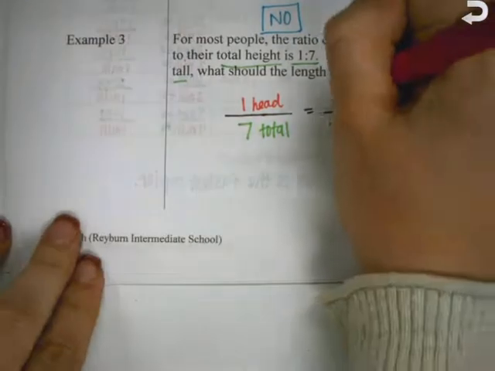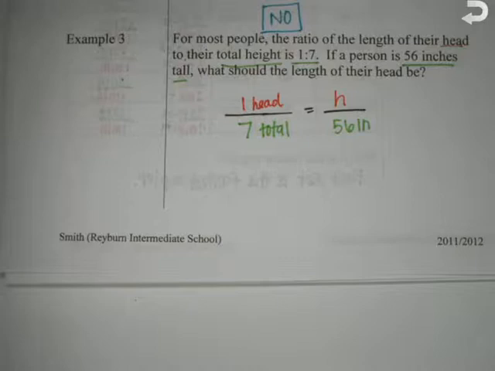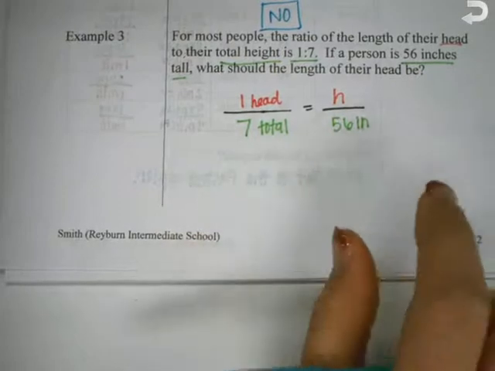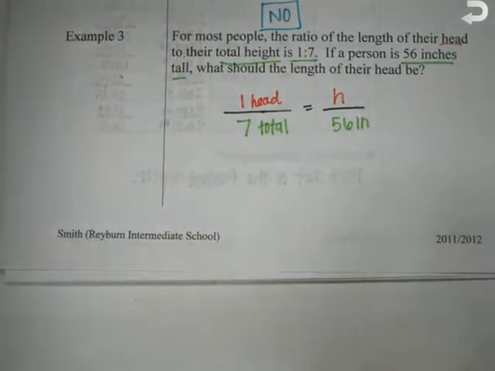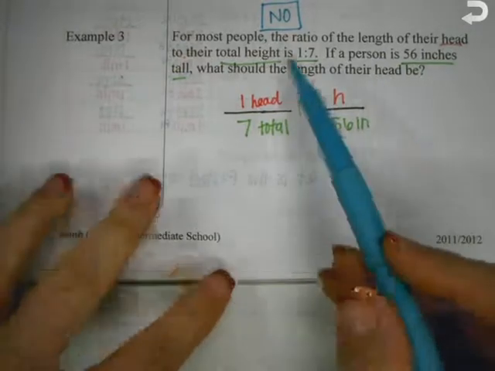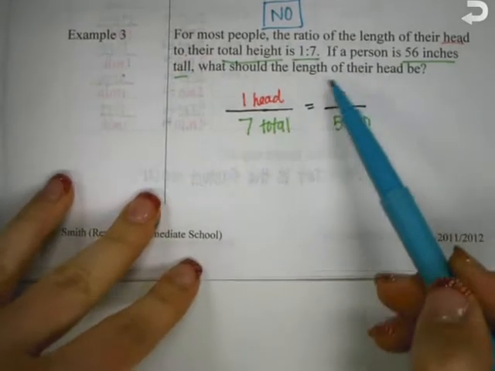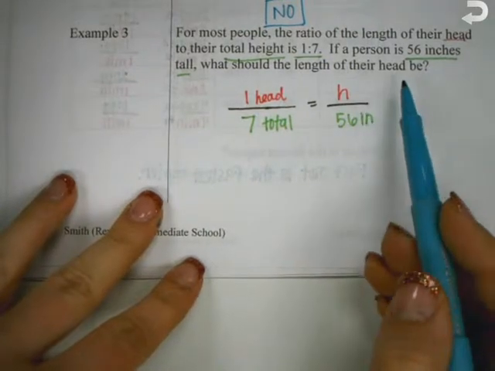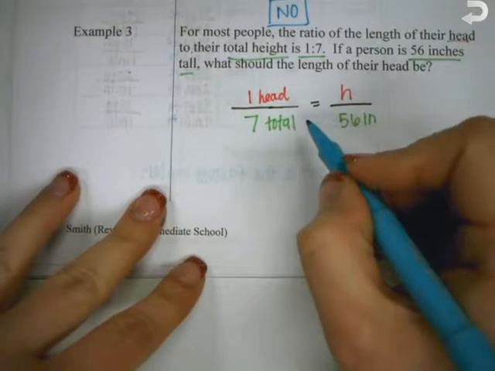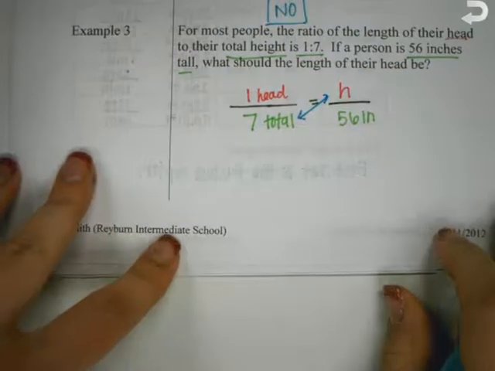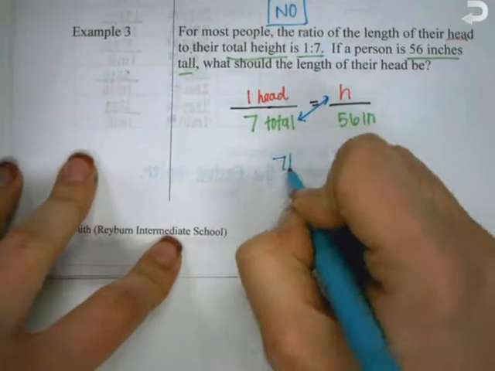So this time, we have two proportions, and we want to make sure that they are equal. So we want to know that if I am 56 inches tall total, and I want to keep this proportion, what should the length of my head be? So, H, we need to solve for H. So we're going to use cross products again. So let's multiply. 7 times H gives me 7H equals 1 times 56? 56.